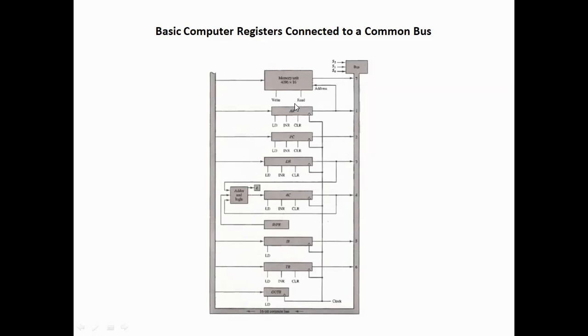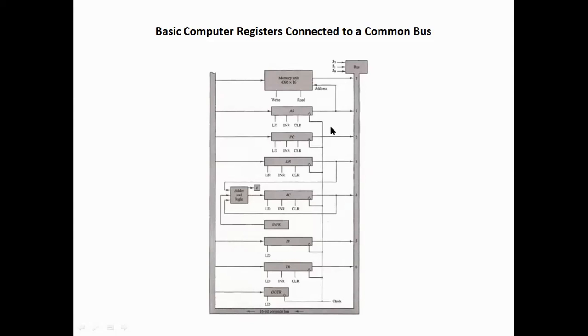Whether it has to read or write will also be decided by a control line. If it is read, the value from memory will go onto the bus. This value will be input to all registers, but only the register which has its load on will accept the value. Since this is to be accepted by the instruction register, this load will be on. Obviously this will be decided by the control unit, and the instruction will be loaded into this register. This way all other registers will work.